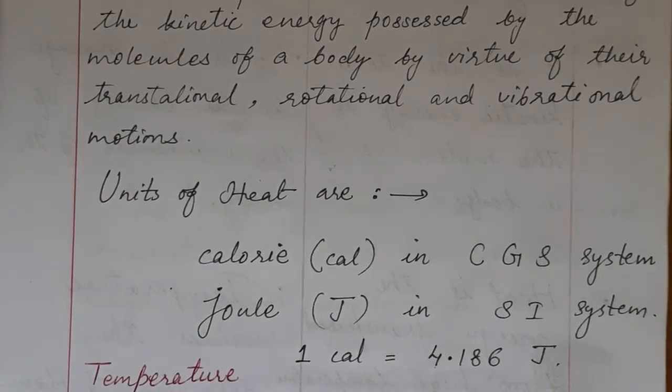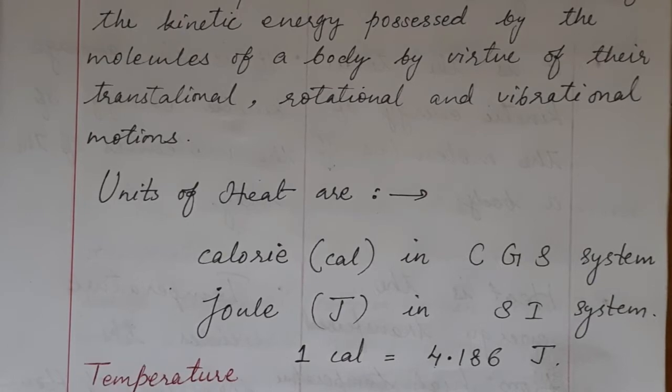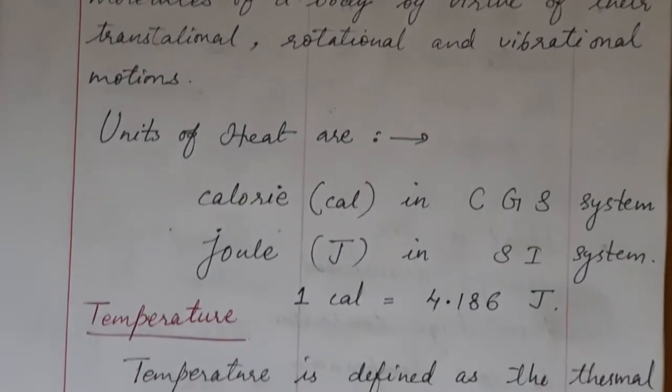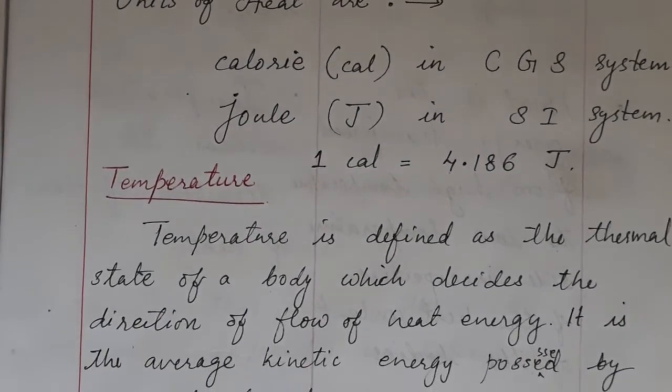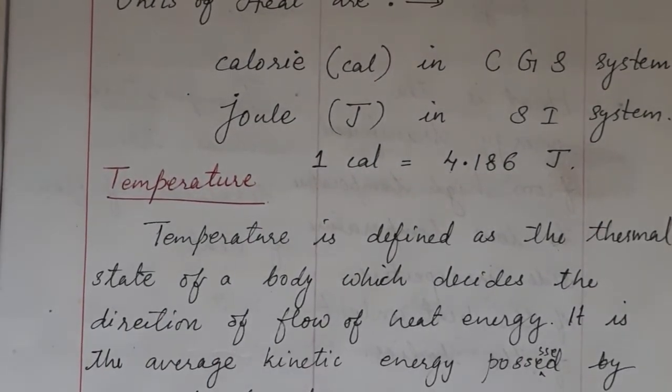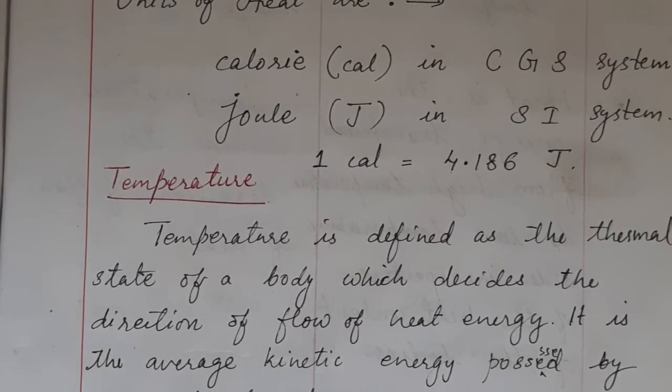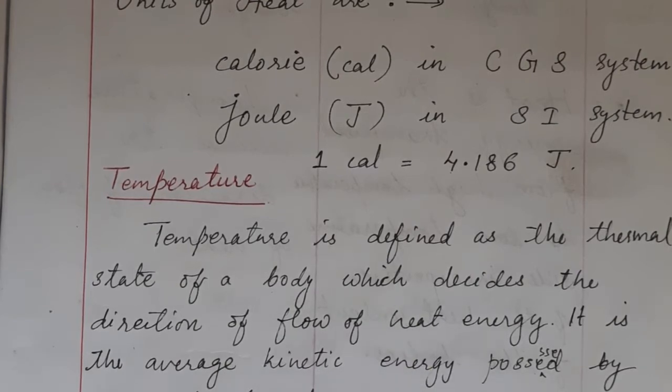A similar term is temperature. It is a quantity that decides the direction of flow of heat. We know that heat flows from a hot body to a cold body, and this temperature decides the flow of heat. It's actually the average kinetic energy possessed by the molecules of the body. So the heat we defined as the total kinetic energy, and temperature is the average kinetic energy.